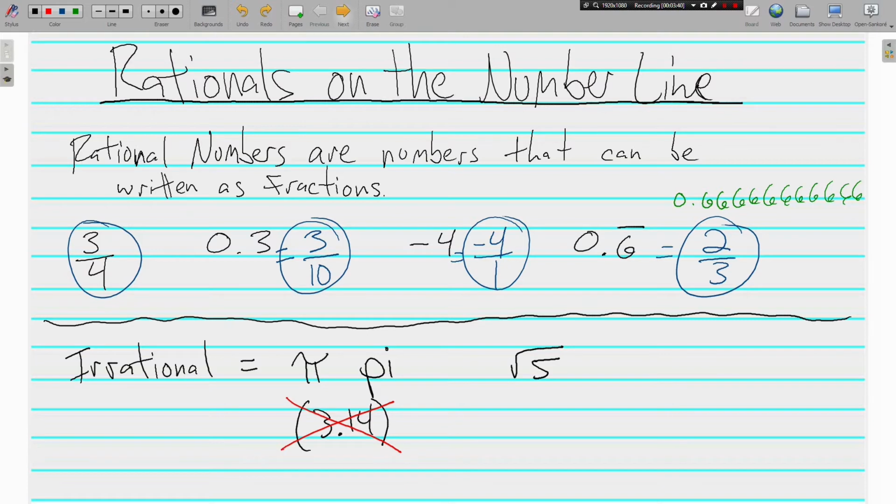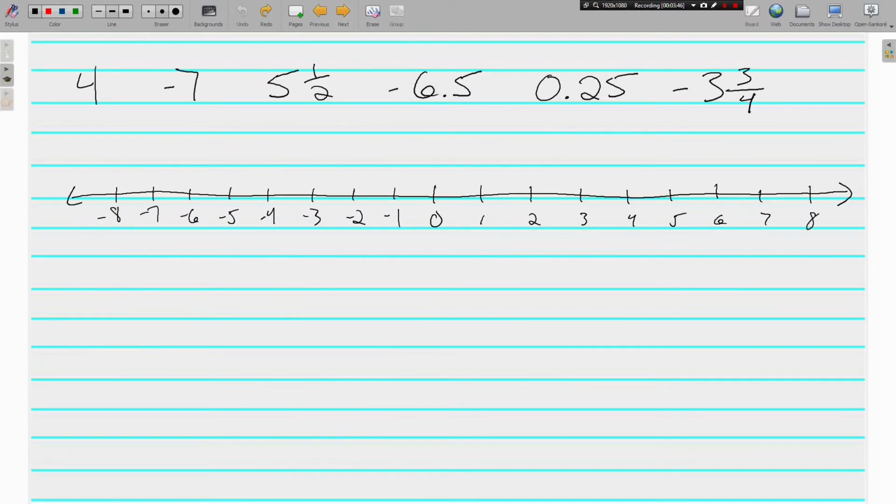Next up we're going to plot some rational numbers on the number line. No big deal. Here we've got 4. We know positive numbers are on the right side of 0. Negative numbers are on the left. -7 is over here. I'll do those with red.